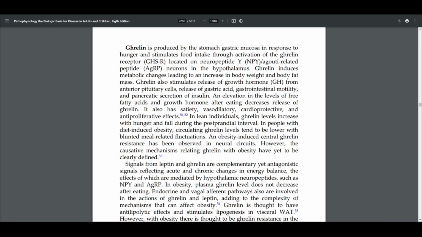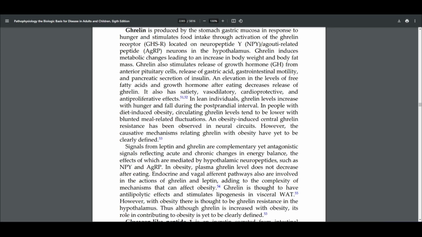Ghrelin also stimulates release of growth hormone from anterior pituitary cells, release of gastric acid, gastrointestinal motility, and pancreatic secretion of insulin. An elevation in levels of free fatty acid and growth hormone after eating decreases release of ghrelin. It also has satiety, vasodilatory, cardioprotective, and anti-proliferative effects.